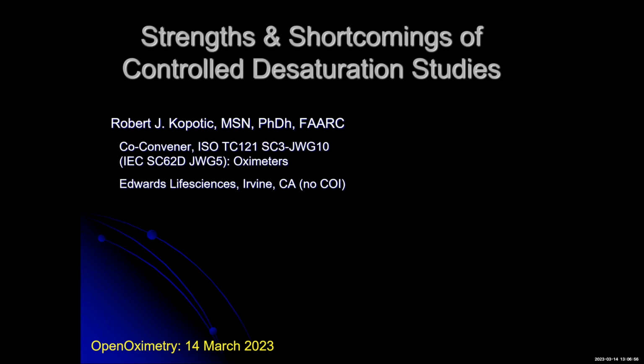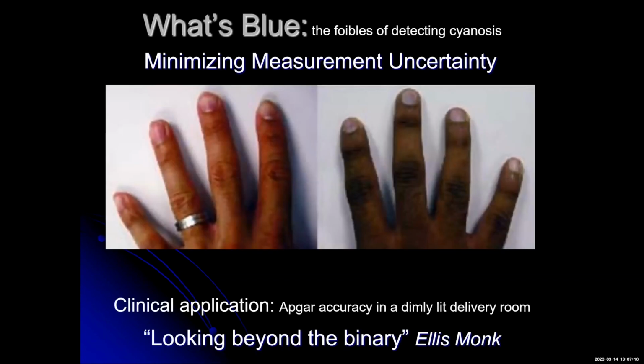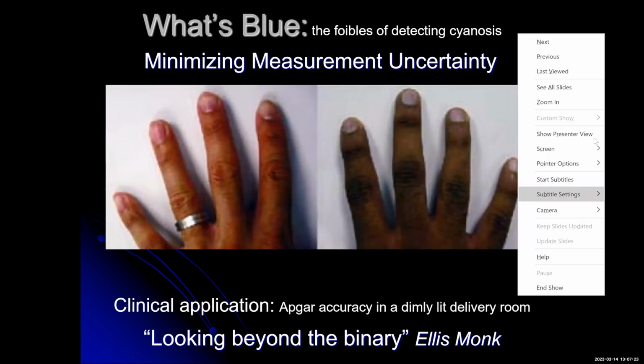So that said, I'm going to just kind of briefly go over the general topic, this theme of shortcomings, but also the strengths of this controlled laboratory setting condition. So I'm going to take you to this example, which I thought was very nicely summarized by Ellis Monk when he said, look beyond the binary.